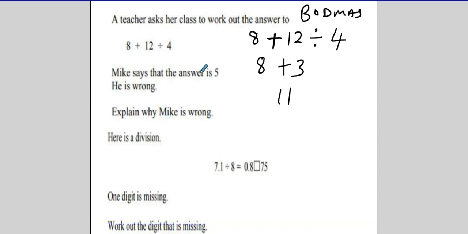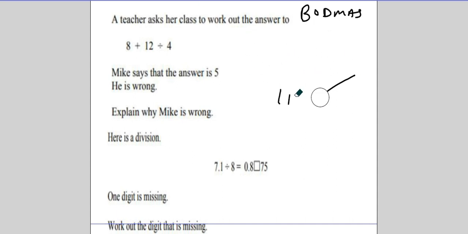Mike says the answer is 5. He is wrong. Explain why Mike is wrong. Let me check where Mike is wrong. See, this is our correct answer. Mike is wrong because Mike did not use BODMAS. I always tell you that when you have two or more operations, remember to use BODMAS. Mike did not use BODMAS.